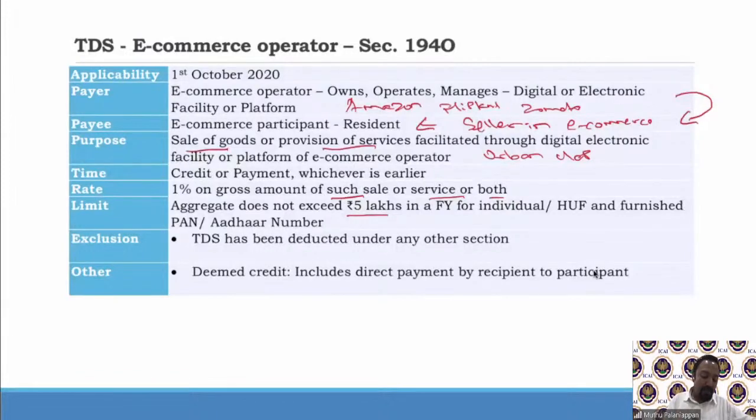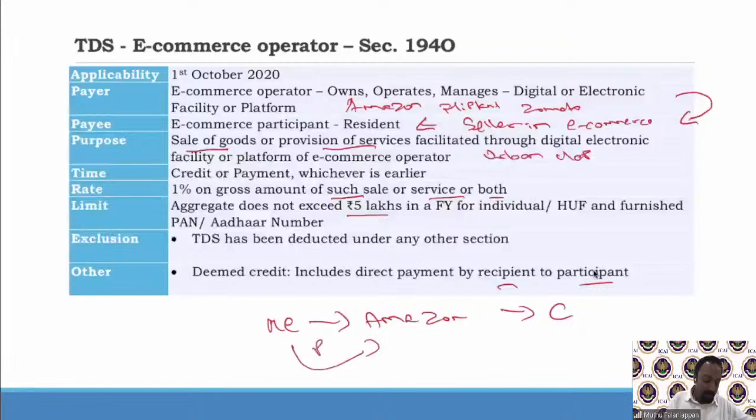Sometimes what happens is the recipient directly pays the participant. Let's say generally I buy a product from Amazon. The seller is, let's say, C. Now I pay Amazon, and Amazon will pay C. Okay, so this is how this works.